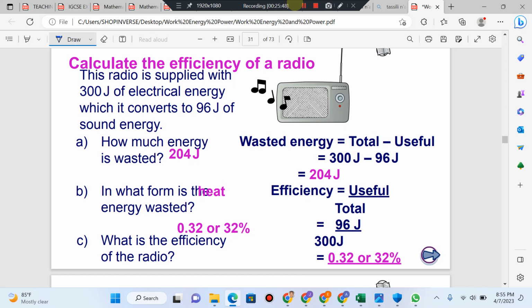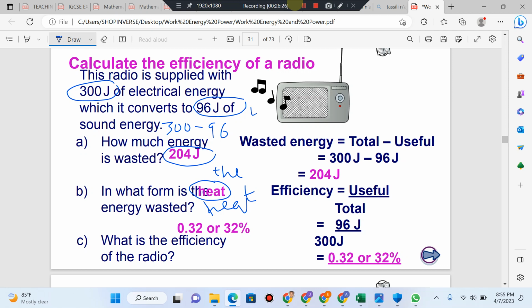This is another example. The radio is supplied with 300 joules of electrical energy, which is converted to 96 joules of sound energy. How much energy is wasted? If you do 300 minus 96, you get the wasted energy as 204 joules. In what form is the energy wasted? The energy is wasted in the form of heat.